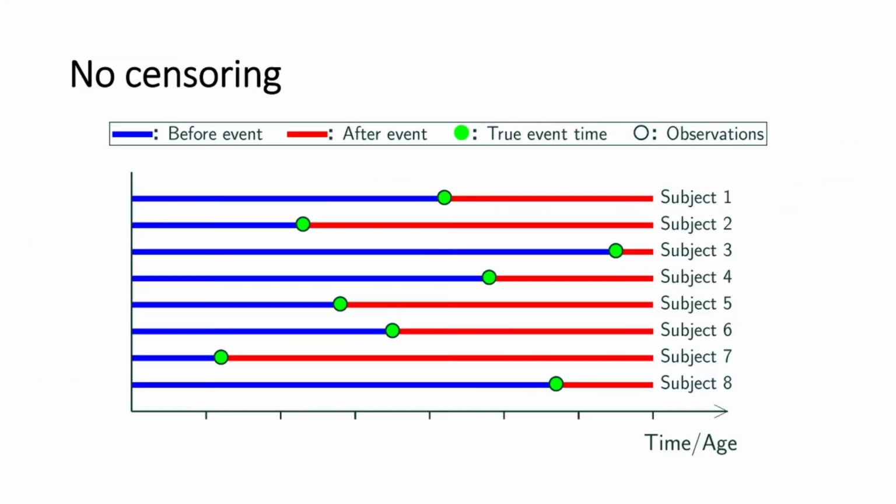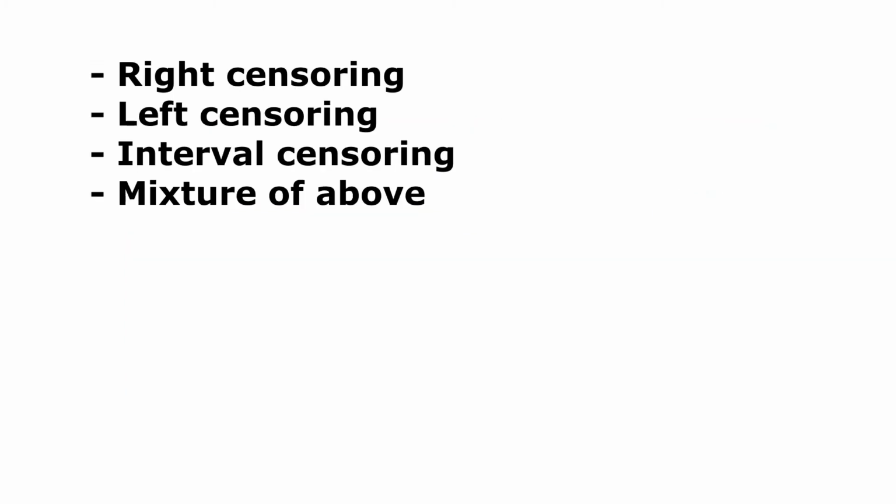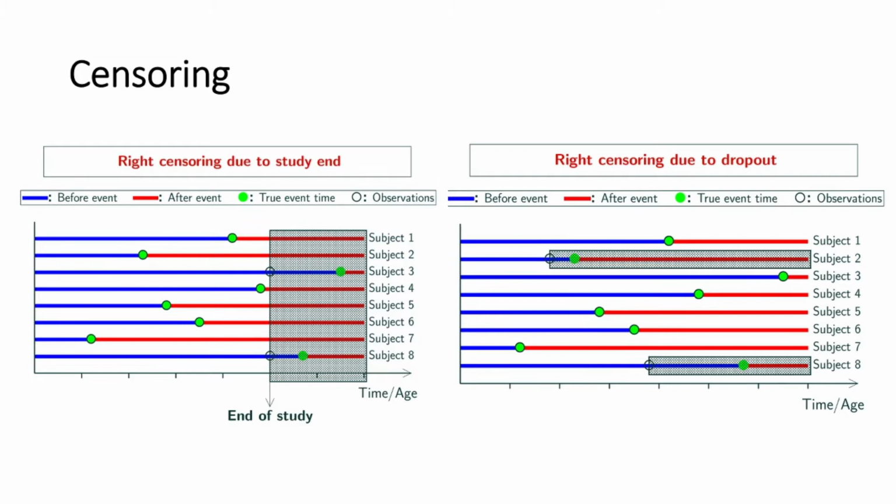You can see here an illustration of a no censoring situation in which all subjects experience the event by the end of the study. There are different types of censoring, including right censoring, left censoring, interval censoring, and a mixture of all of these cases. Our focus will be on just right censoring in this video.